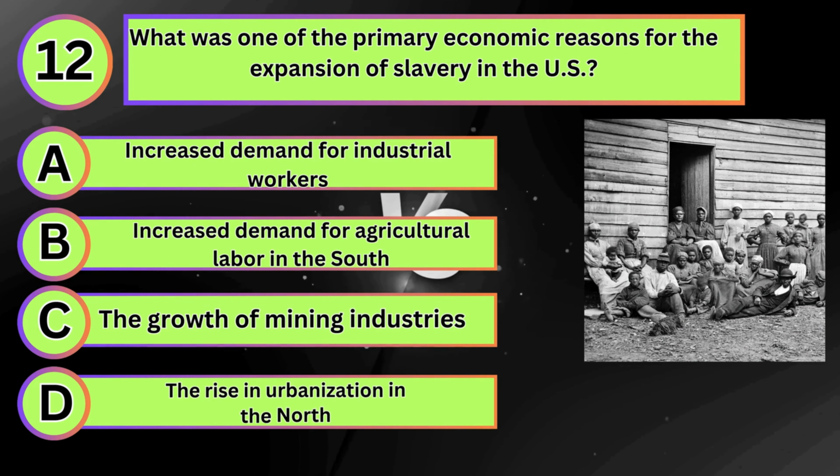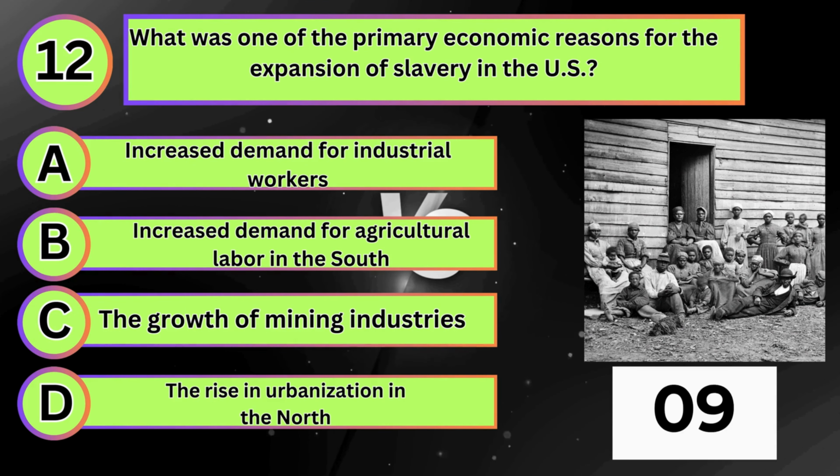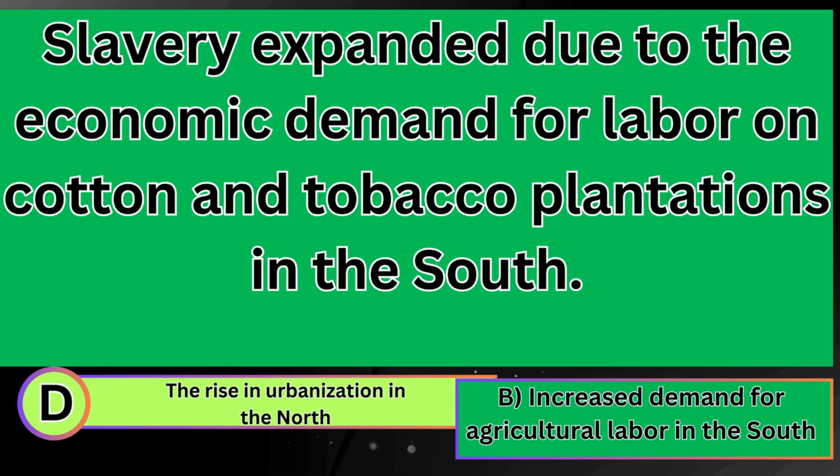What was one of the primary economic reasons for the expansion of slavery in the U.S.? B. Increased demand for agricultural labor in the South. Slavery expanded due to the economic demand for labor on cotton and tobacco plantations in the South.